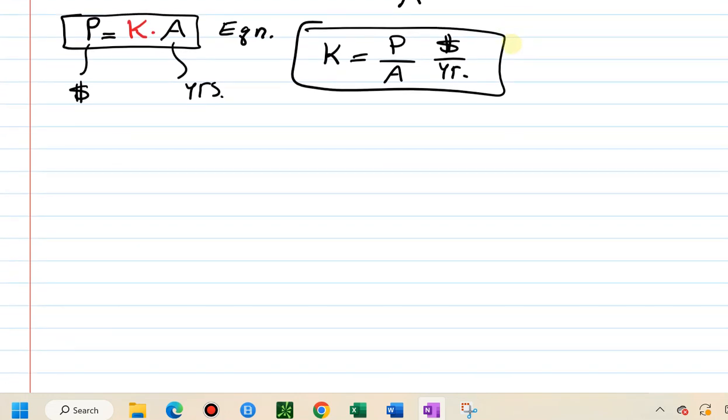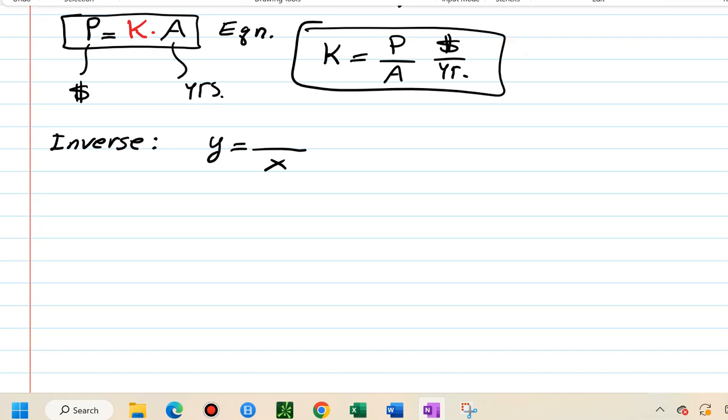Now that we discussed the role of K, we can talk about the other ones quickly. When we talk about inverse variation now, Y varies inversely with X. That means X is now the denominator of a fraction. So there's that reciprocal relationship between Y and X, and K plays the same role here. K is the constant of proportionality.